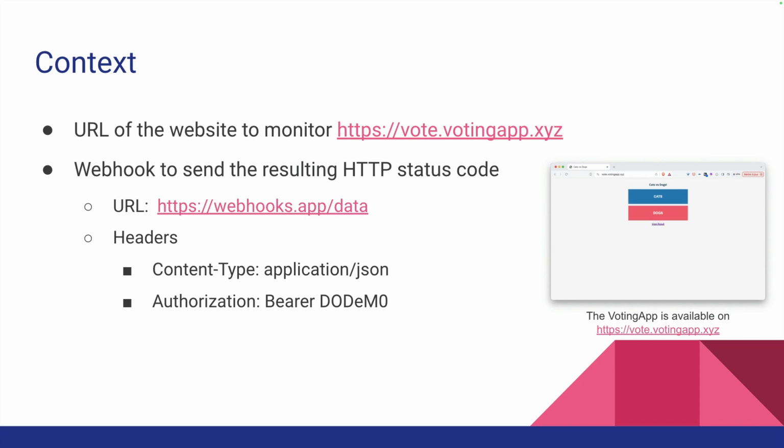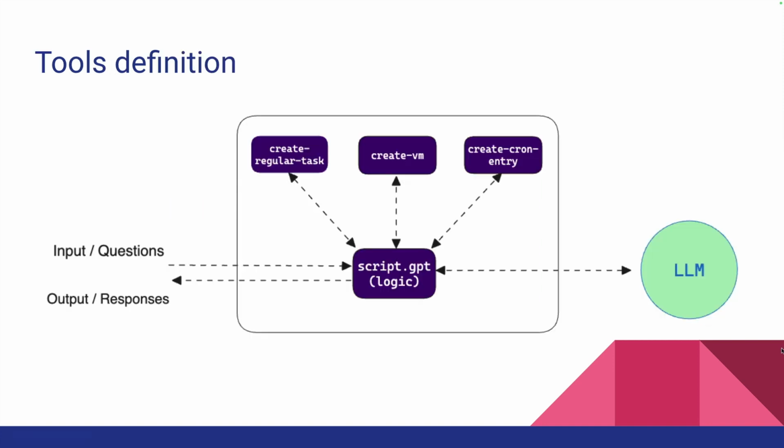So, how can we have the AI perform these regular monitoring actions? In fact, we need to define tools that GPT-script will provide to the LLM, so the LLM knows which function needs to be called. We define three tools here: create regular task, create VM, create cron entry.